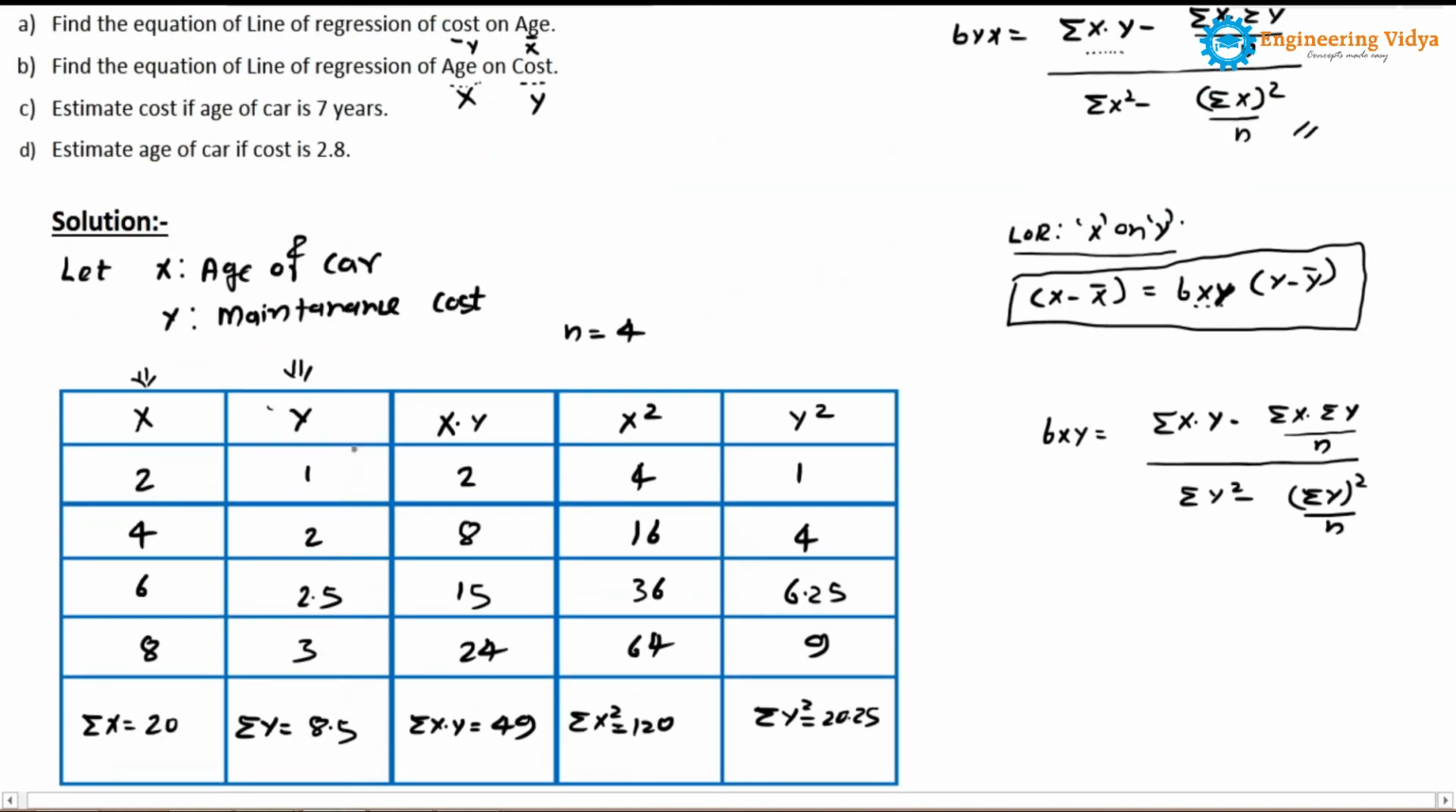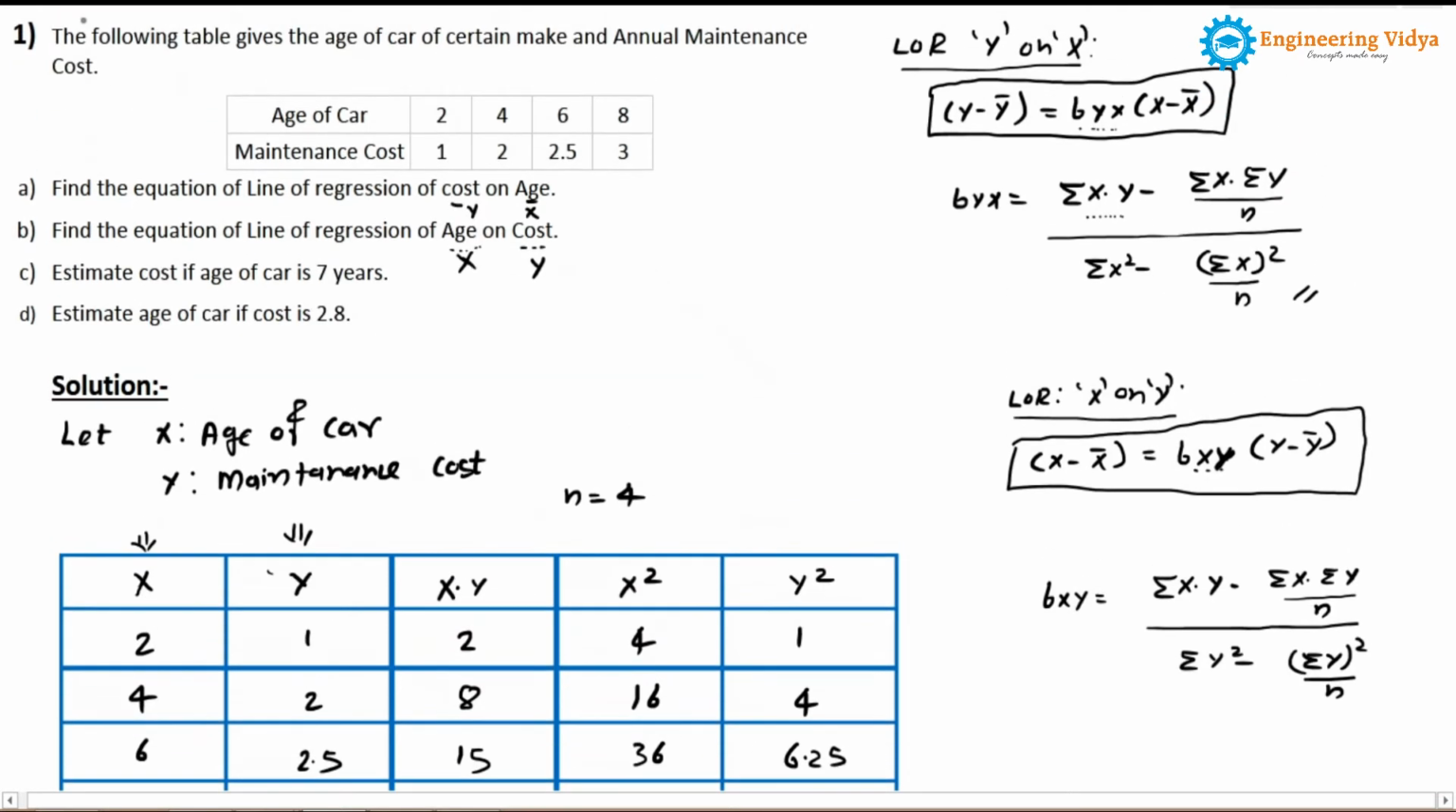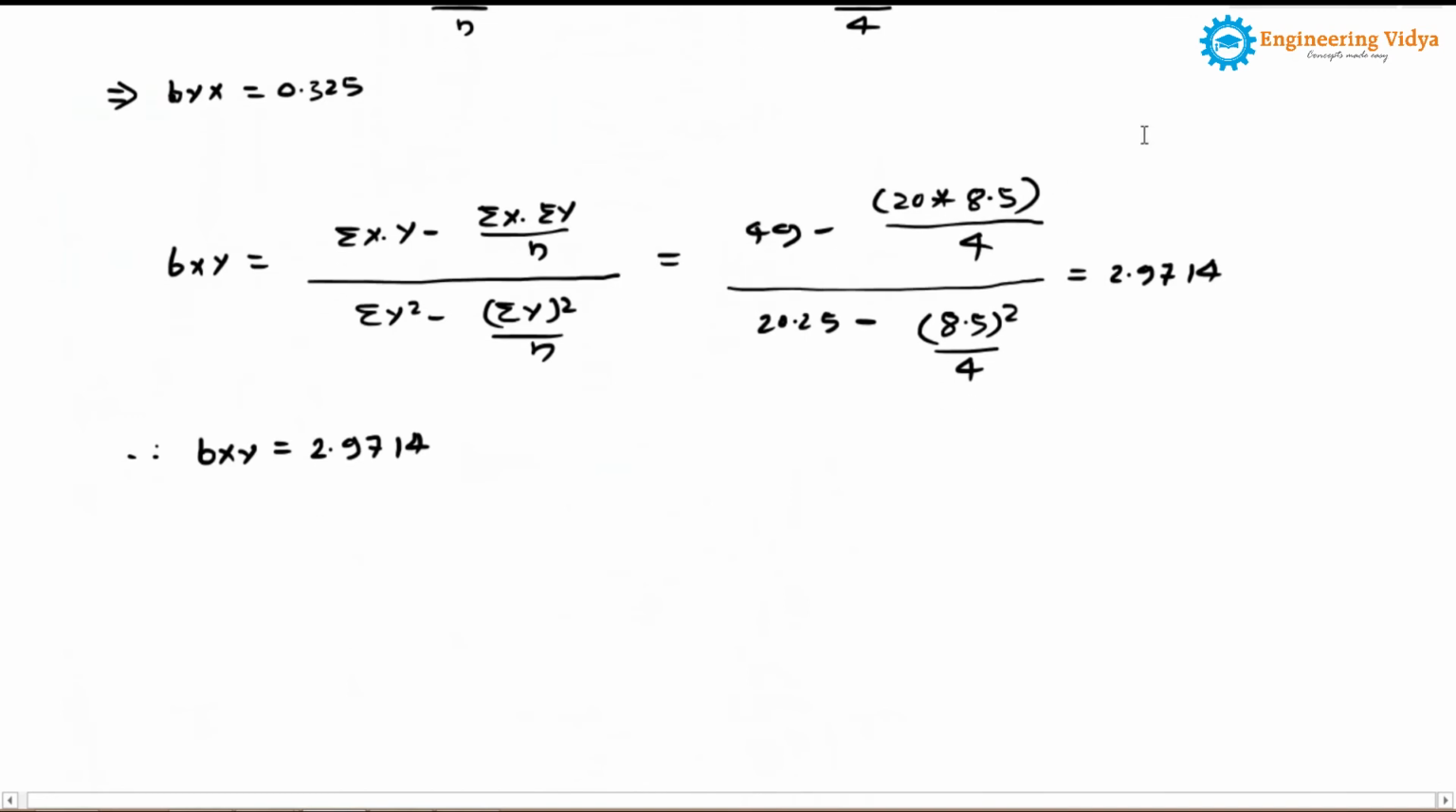Now after that we're going to apply the first formula. We have calculated everything that is necessary with respect to the formula. In the first case we need to find the line of regression y on x. In the second case we need to find the line of regression x on y. So first we'll find y on x. Here we'll start with the first part now.